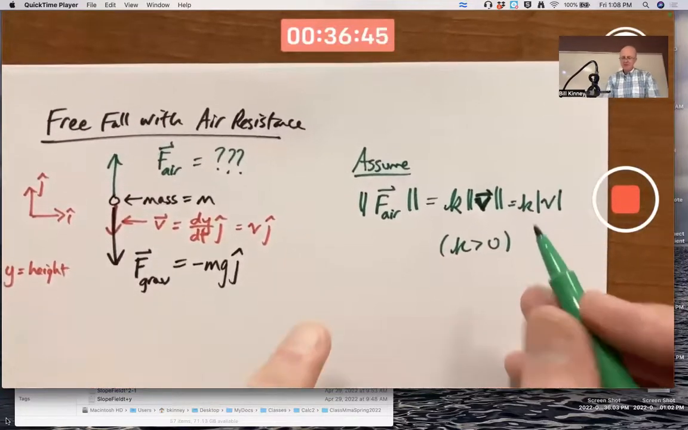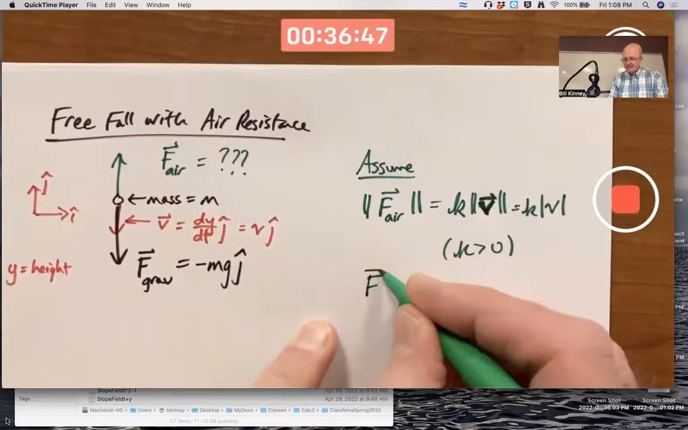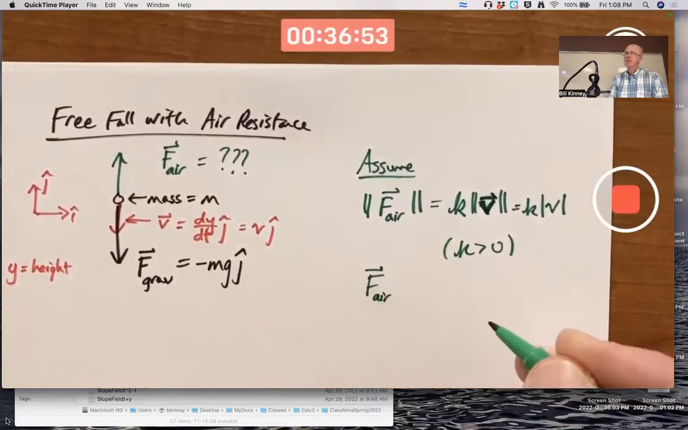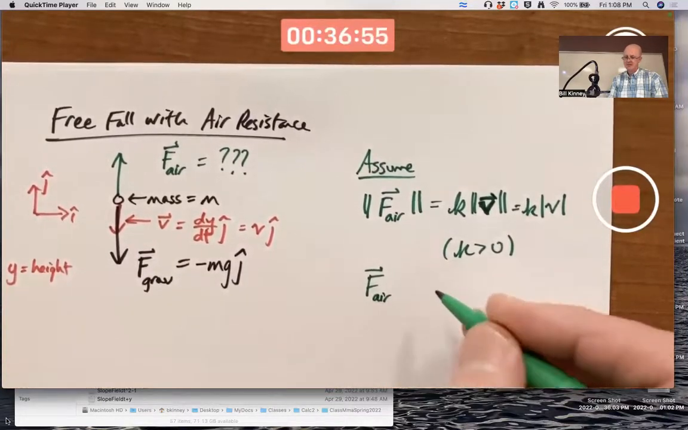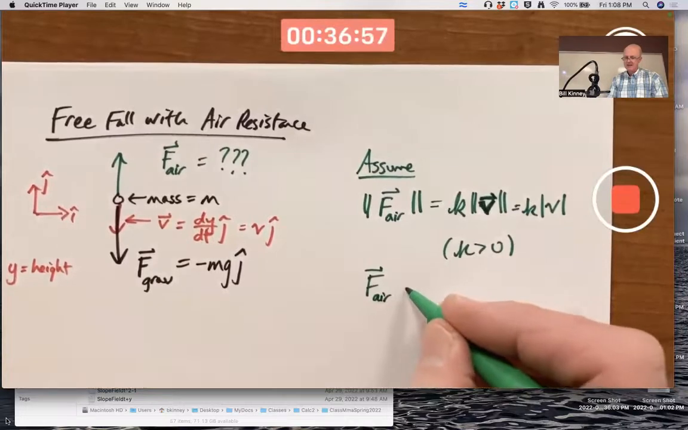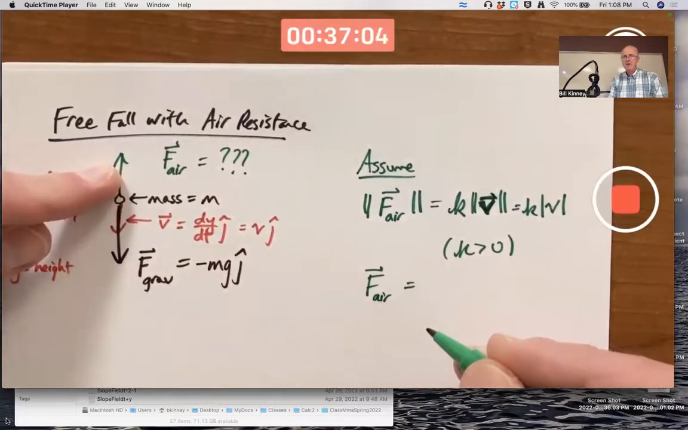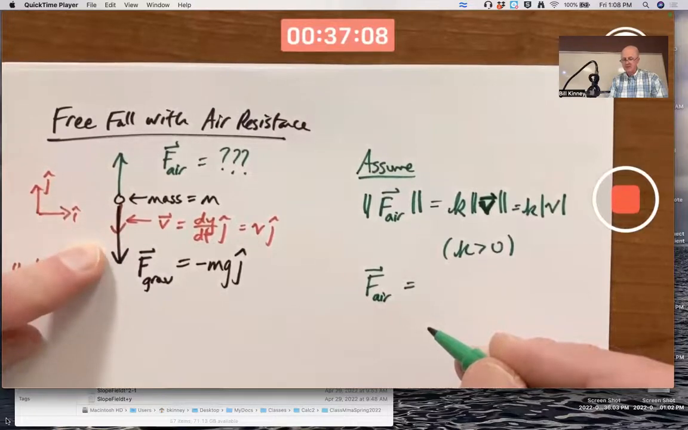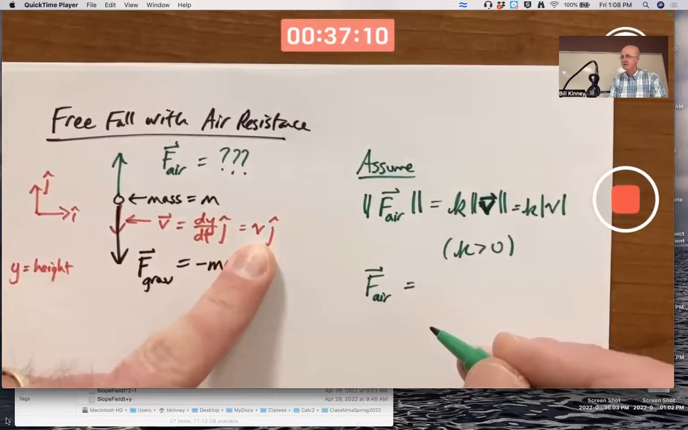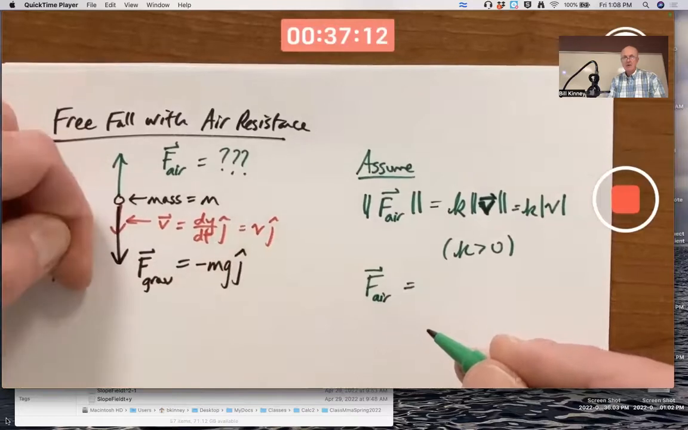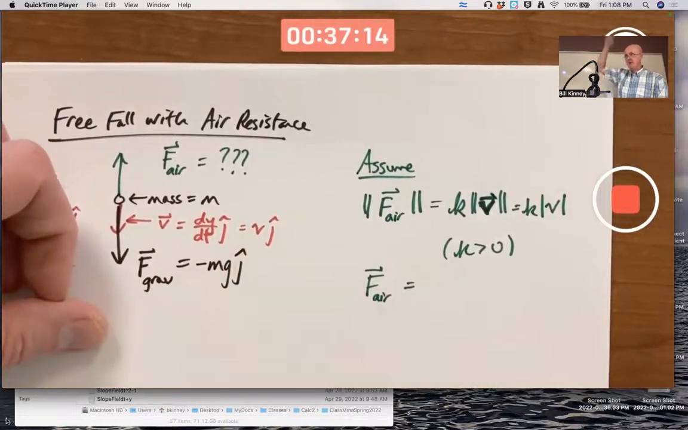What does that mean about the air resistance force itself? What form does the air resistance itself take? Here we want to take the direction into account. Upward when the motion is downward, in other words, when cursive v is negative, and downward if the mass was moving upward, if cursive v was positive.